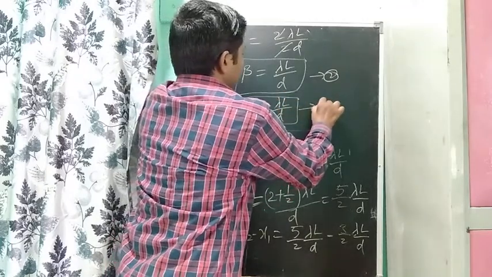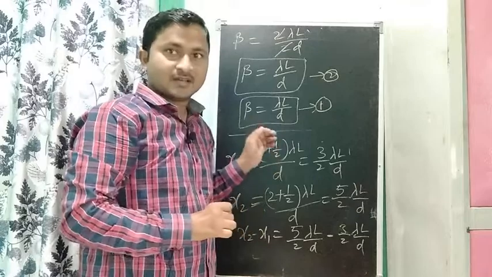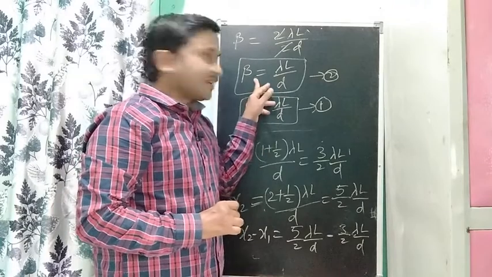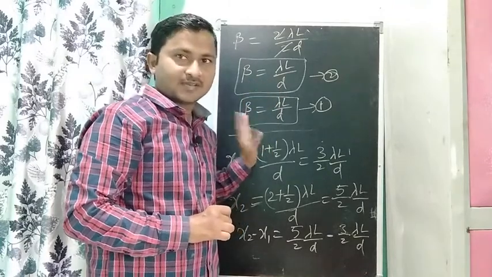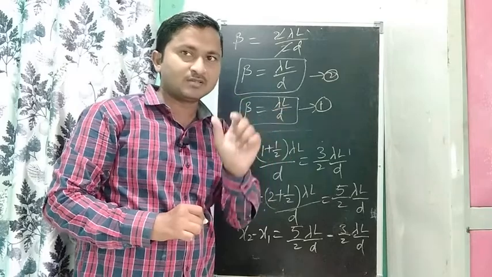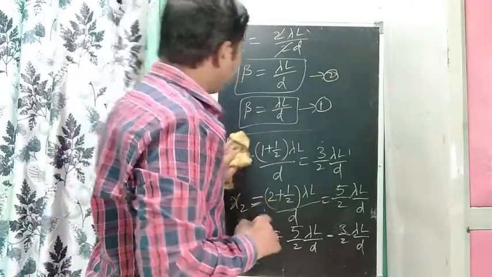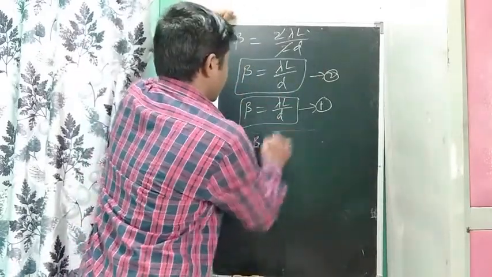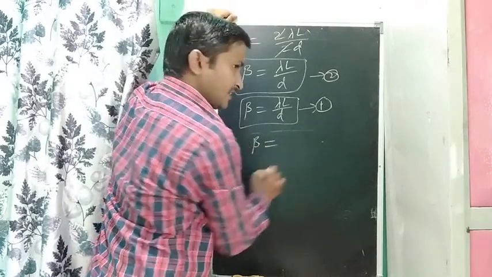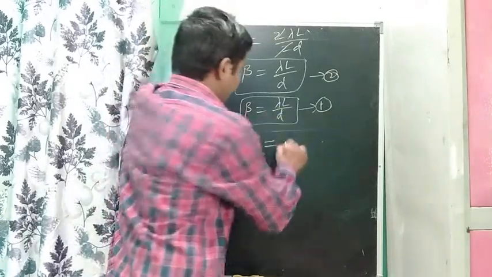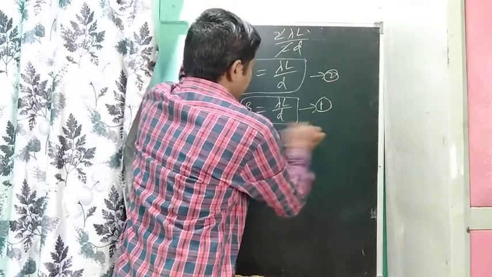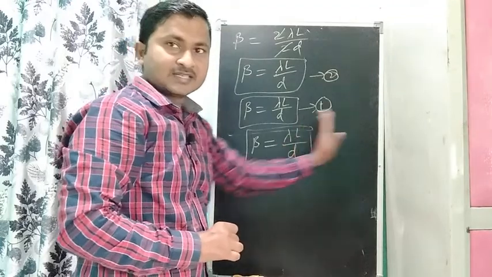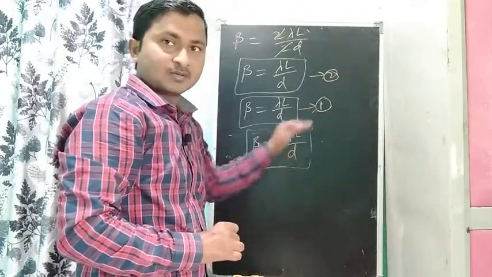That means in the interference pattern, the width of the bright fringe is equal to the width of the dark fringe, and the fringe width depends on this expression. So finally the expression for fringe width, whether it is a bright fringe or dark fringe, beta equal to lambda L by D, where lambda is the wavelength of light used, L is the distance between the slits and the screen, and D is the distance between the two slits.